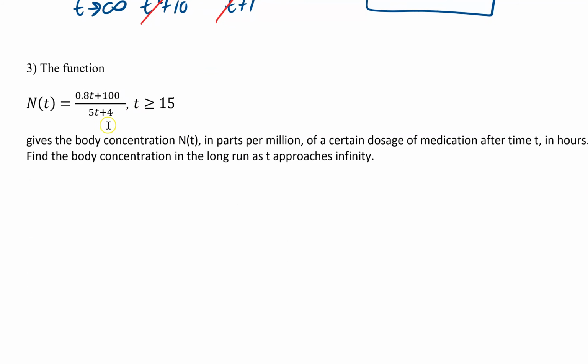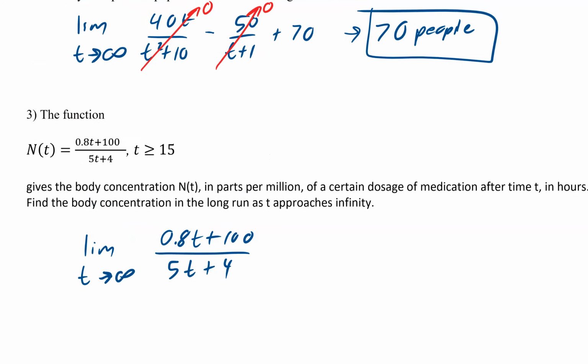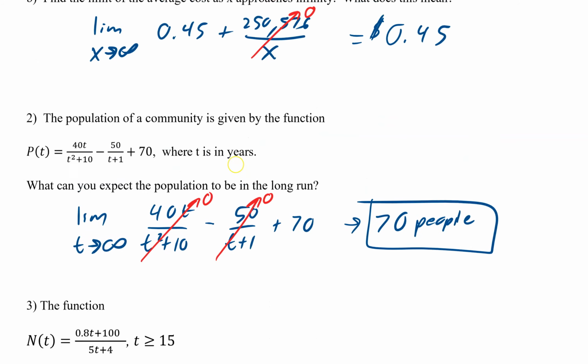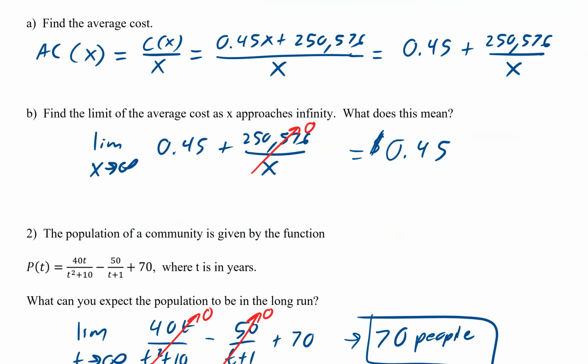So this is the one that I really like. This gives the body concentration N of t in parts per million of a certain dosage of medication over time in hours. Find the body concentration in the long run as t approaches infinity. So if you notice on this one, we say limit as t approaches infinity, but I've changed the function now. So we're not dealing with big bottoms. I actually like that, big bottoms. It's easy to remember now. If it's got a big bottom, it goes to 0. So the bottom's bigger, it goes to 0.